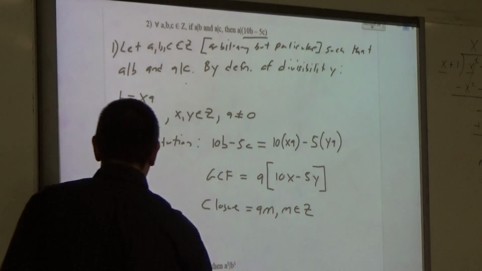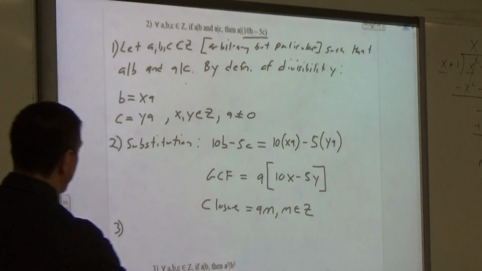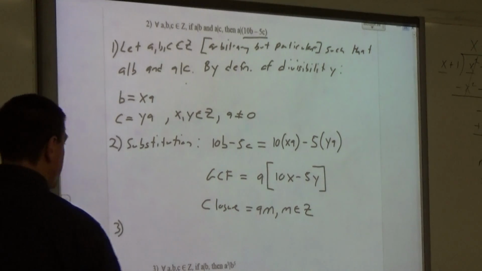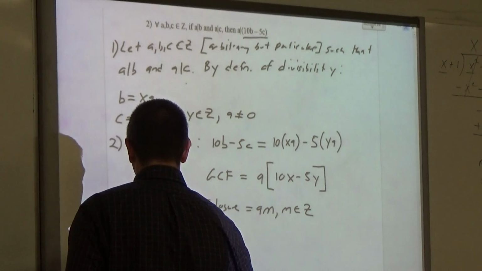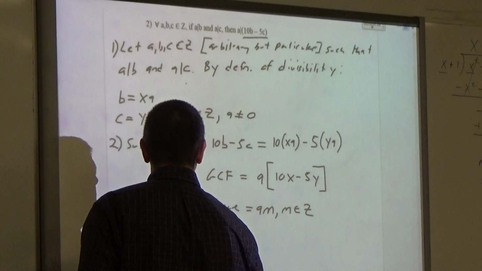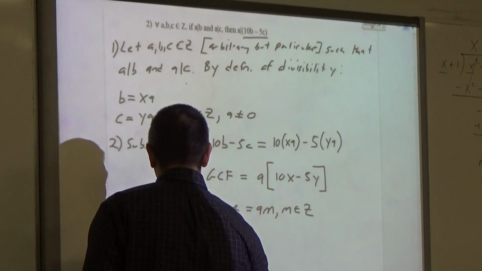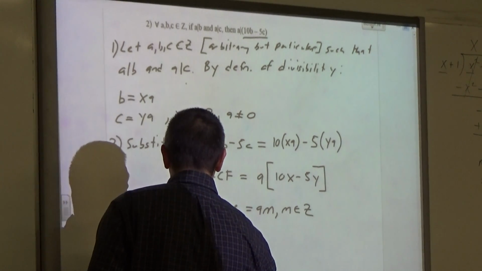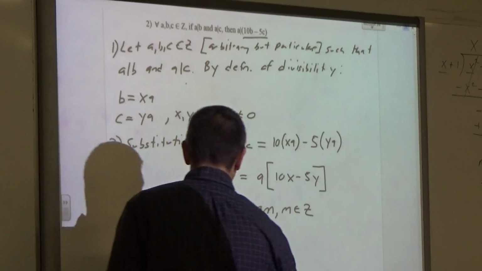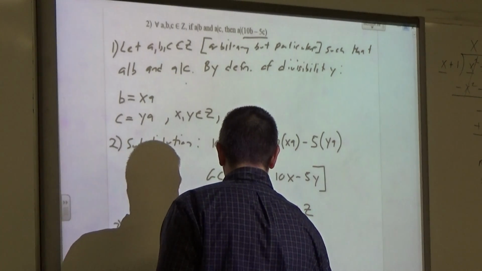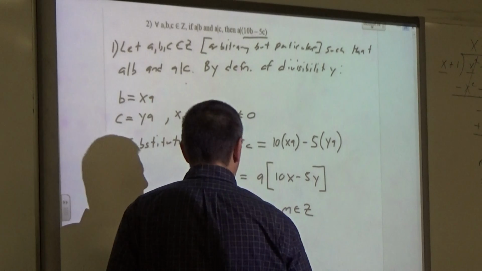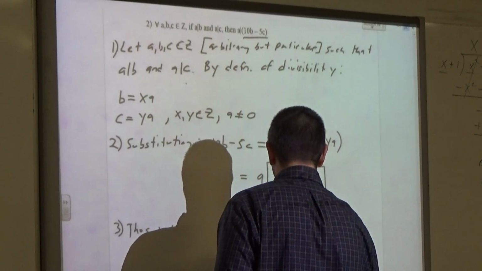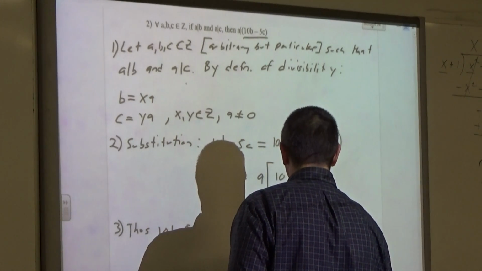All right, so we're going to say, thus, 10b minus 5c is equal to am and contains a factor of A. I'll get there, guys, wait a second.